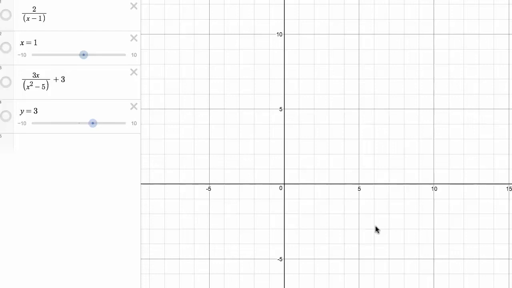What we're going to do in this video is use the online graphing calculator Desmos and explore the relationship between vertical and horizontal asymptotes and think about how they relate to what we know about limits. So let's first graph 2 over x minus 1. So let me get that one graphed. And so you can immediately see that something interesting happens at x is equal to 1.